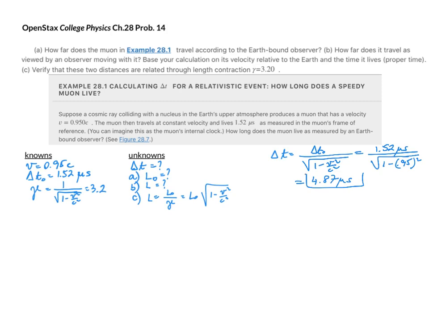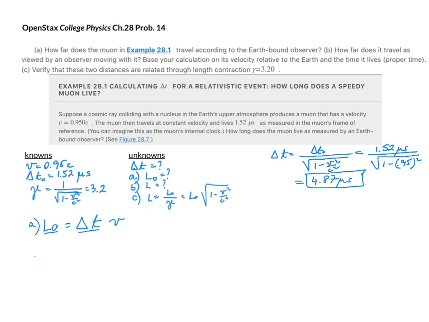Now in problem 14, we're looking for other things. We want L naught and L. So L naught is going to be distance equals velocity times time. Sorry, it's going to be time times velocity. So it's some delta t times the velocity of the muon. And we have to remember that in the frame of Earth, the observer from Earth measures the proper length but dilated time. So we have to use L naught and delta t here.